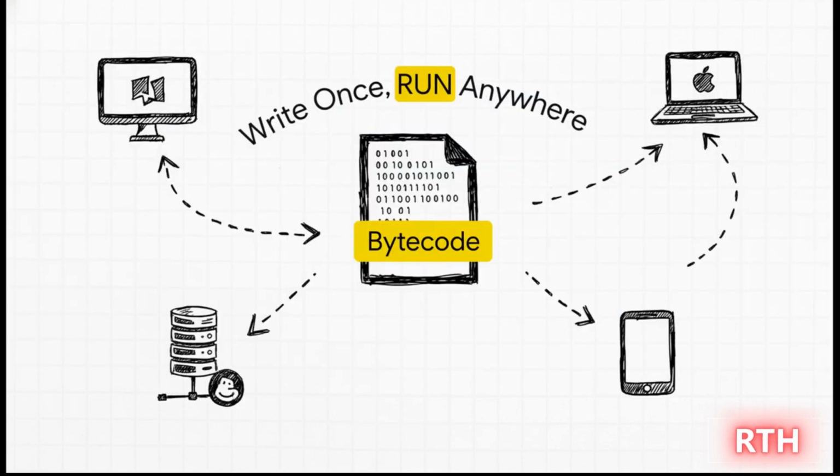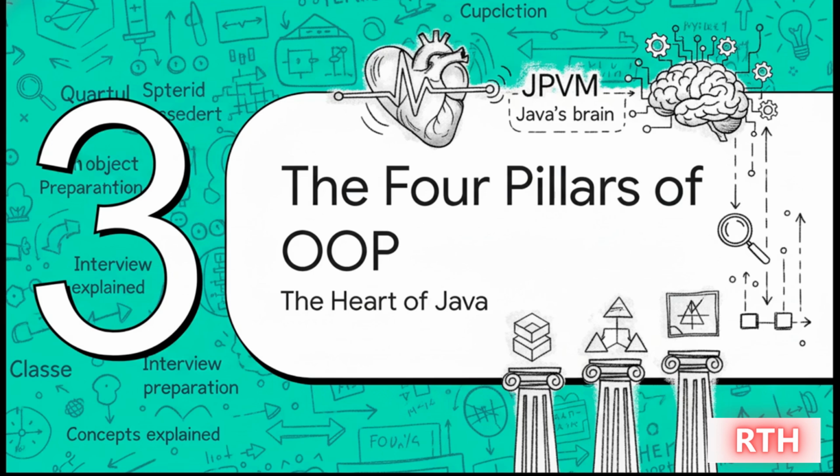So, what's the bottom line here? It means that one single bytecode file can be sent to servers, desktops, mobile phones, literally anywhere a JVM is installed, and it'll just work. That is the power of write once, run anywhere, and it's a huge reason why Java became so dominant. All right, let's move on to the next massive topic.